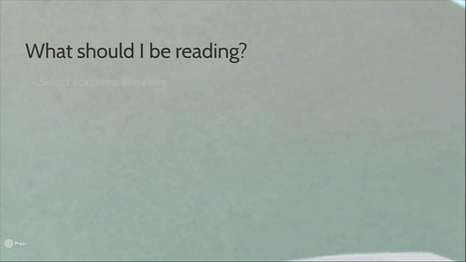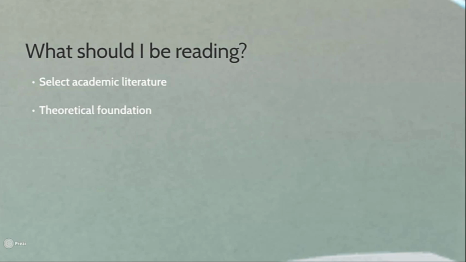Well, first of all, you should select only academic literature. And if you have a problem with getting hold of or selecting academic literature, look at the video that I posted at the beginning of the year about using Google Scholar and the UNISA library. Then you should be reading to build a theoretical foundation. So you should be focusing on those aspects that give a foundation to your research specifically.